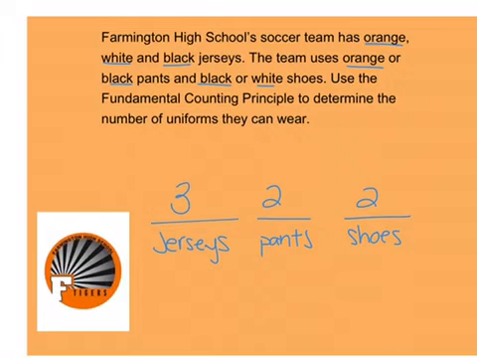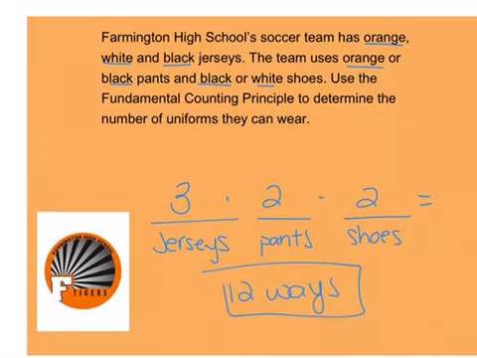So what the fundamental counting principle tells us is we just multiply these numbers together to figure out the total number of ways. So we'd have 3 times 2 is 6, times 2 is 12. So there are 12 different uniforms, or ways that they can dress themselves for these games.